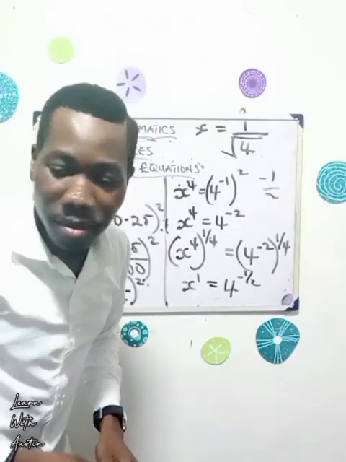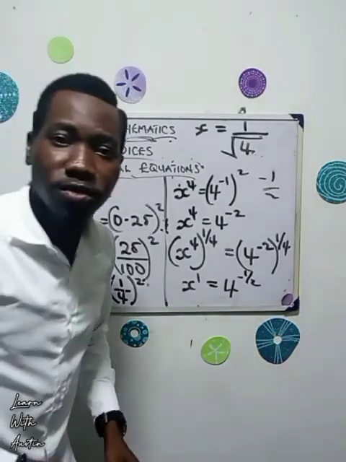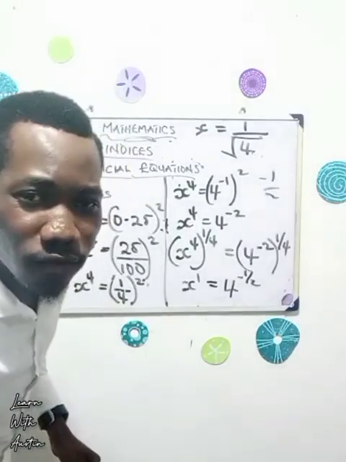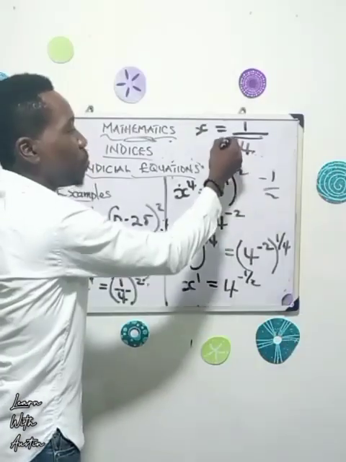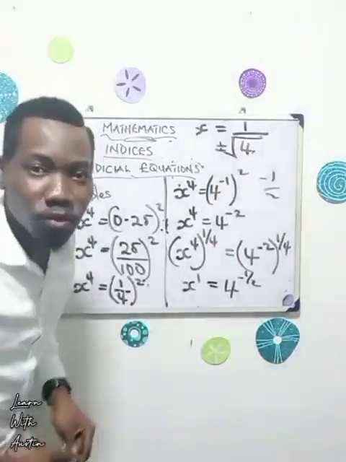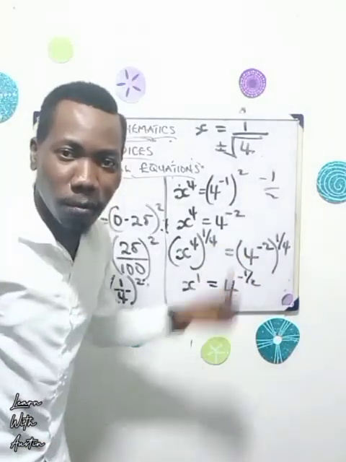By the way, this is a GCE question. So the answer is 1 over 2. Yes, the square root of 4 can be plus 2 or minus 2. So it can be 1 over 2 or minus 1 over 2.